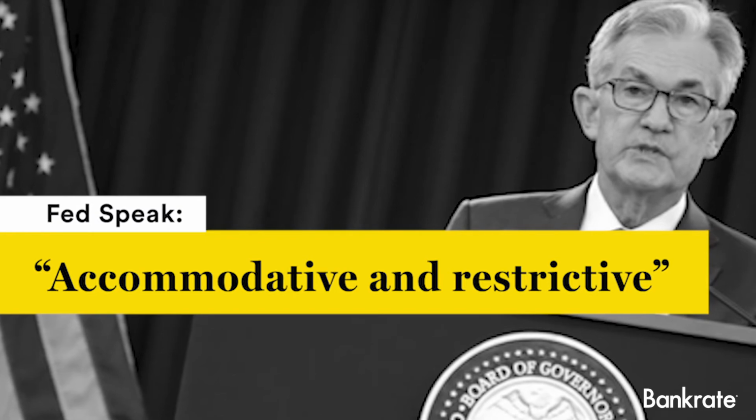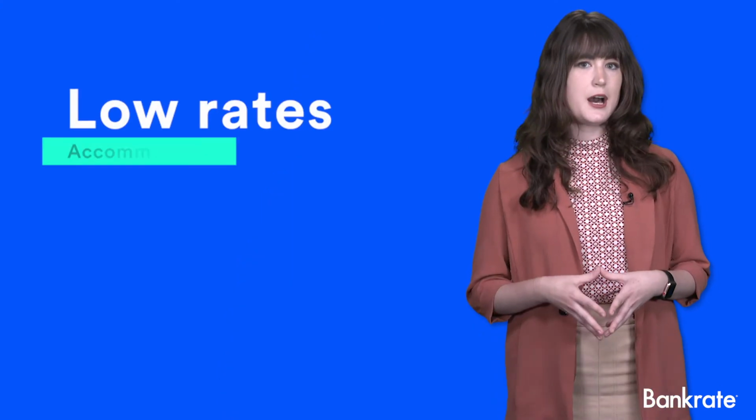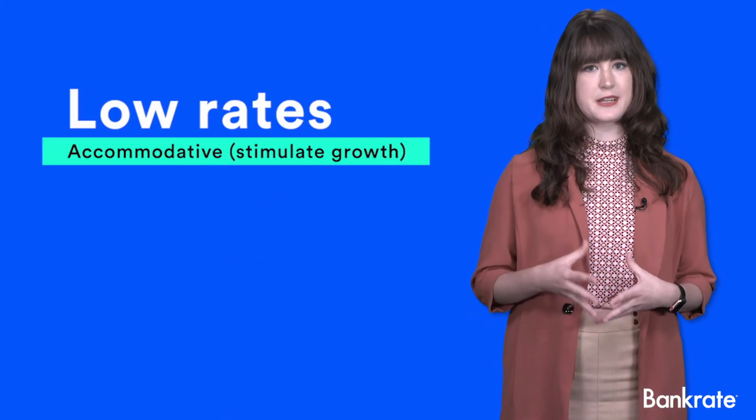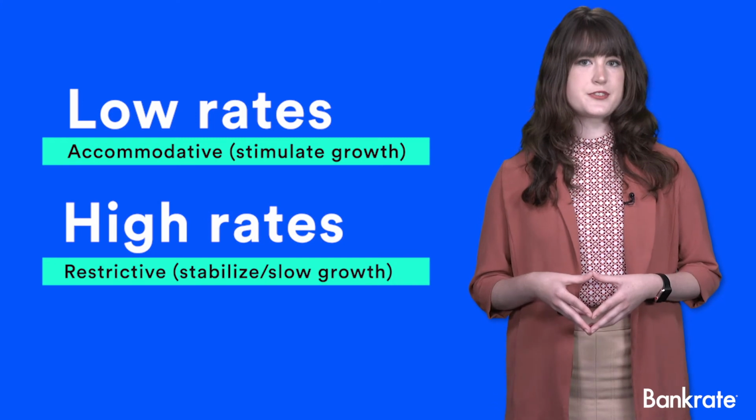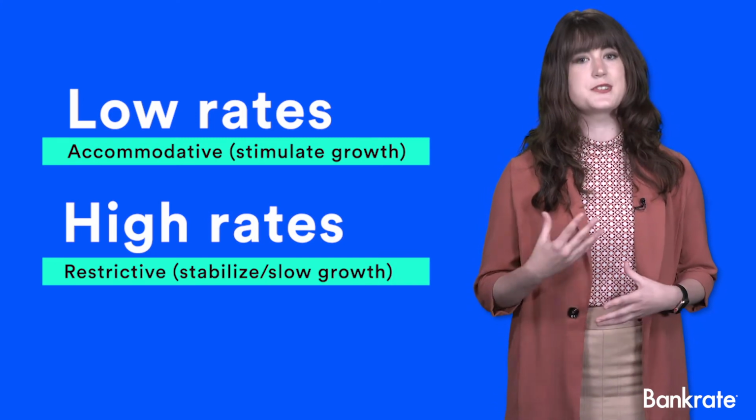Accommodative and restrictive. Accommodative and restrictive are words the Fed often uses to describe interest rates. Rates that are low are accommodative. They are stimulating economic growth. Rates that are high are restrictive. They're stabilizing growth or slowing it down.